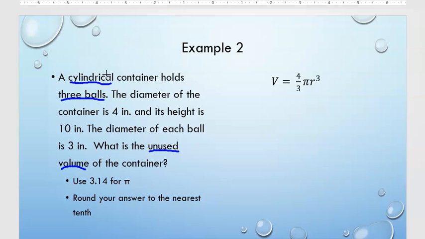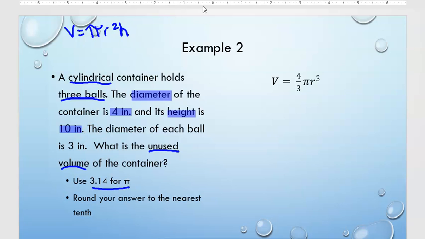So we're going to start with the volume of the cylindrical container. Now over here I have the volume of the balls, which we're going to come to. For the volume of the cylindrical container, remember cylinders are pi r squared h. And they did tell us down here to use 3.14 for pi. Now checking out what information I have for my cylinder, I have a diameter right here of 4 inches, and then I have a height of 10 inches.